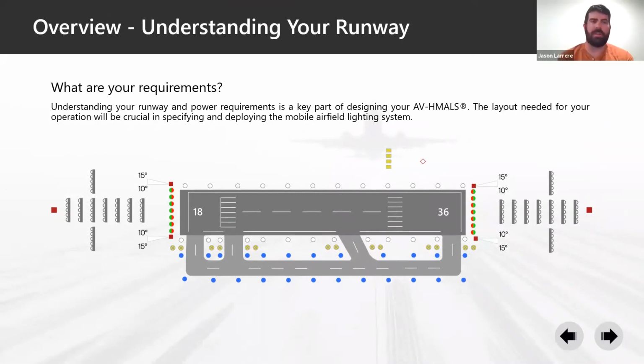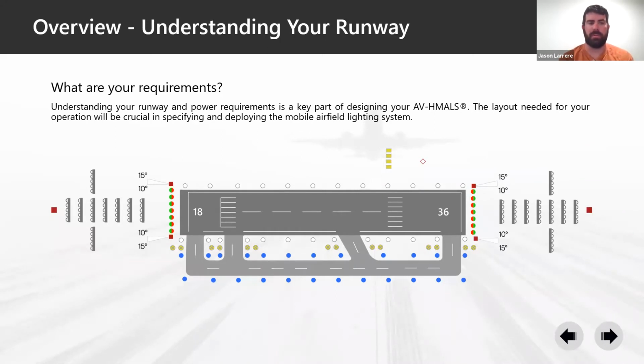So understanding your runway. The biggest driver for your AV-HMALS system is going to be your requirements. Is it going to be a 5,000-foot runway, 10,000-foot runway? Are you going to need PAPIs, full approach, taxiway on both ends? The biggest drivers are the anticipated runway layout. Mostly length, but width can become a variable that needs to be reviewed.